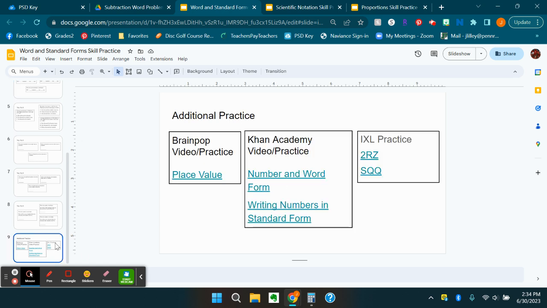And then if you get to the end and you feel like you still need more practice, there are extra practice links for games and extra practice at the end.